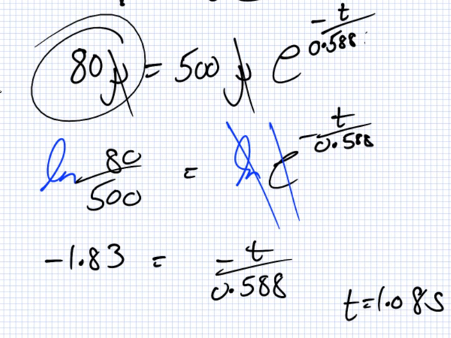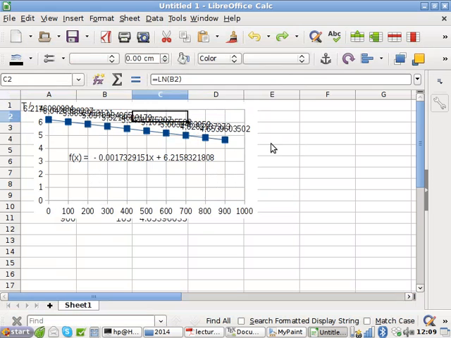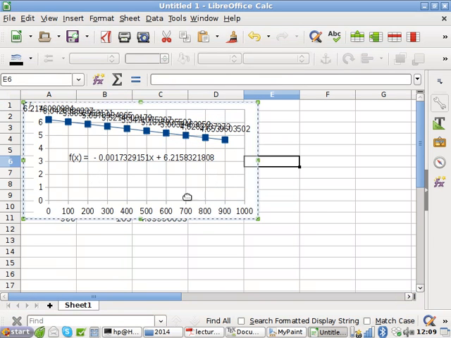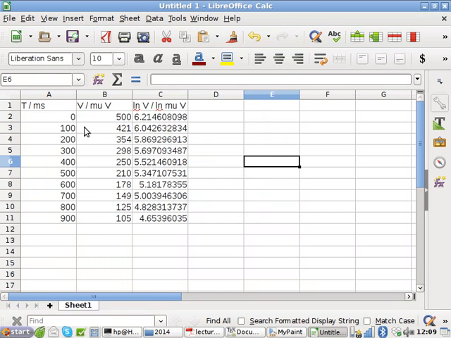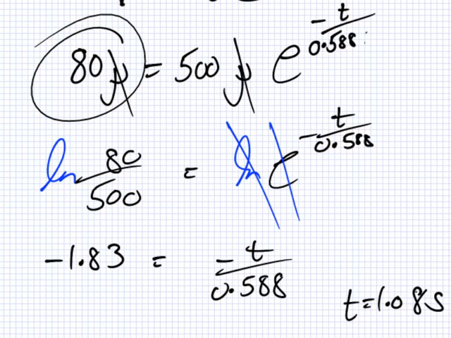Now if you look at your table, 80 happens after 900 milliseconds, doesn't it? So the answer should be more than 1 second. And what answer did I get? I got 1.08 seconds. So I think this is right then. What's the next part of the question? How much charge is the capacitor holding when the voltmeter reads 80 micro?